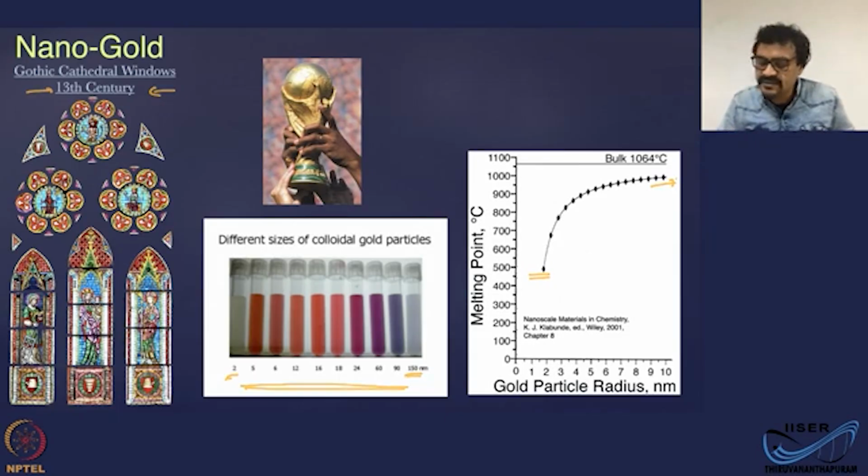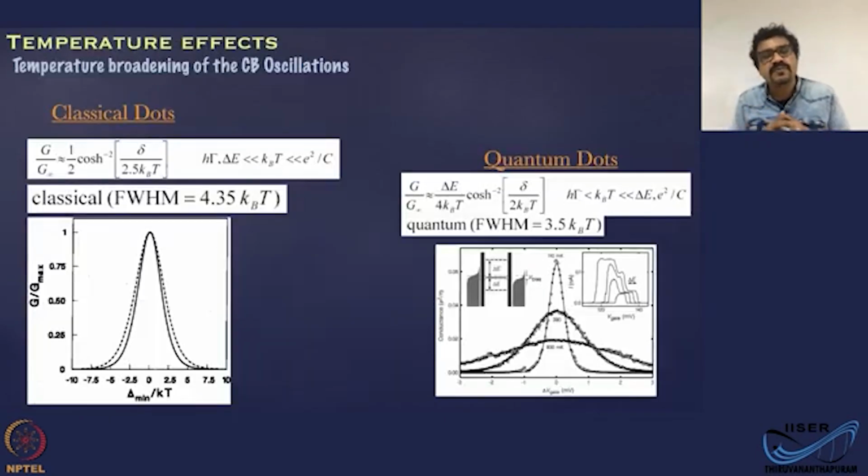Now, let us discuss one last topic today in this class. That is the thermal broadening of the Coulomb blockade oscillation. So what is the effect of temperature on this Coulomb blockade oscillation?